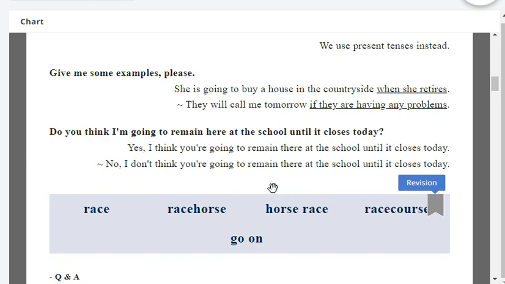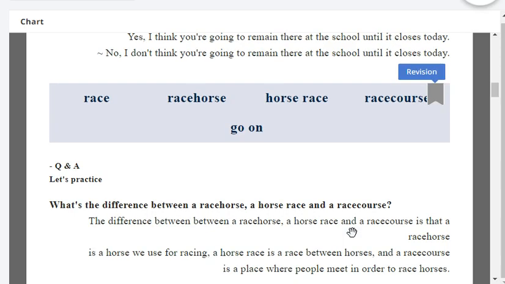Do you mean no? I don't think... You're going to remain there. Not remaining. To remain there at the school until it closes today. Very good.